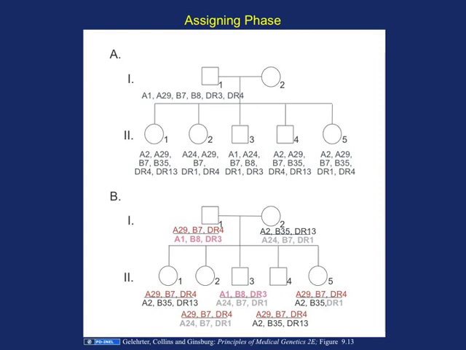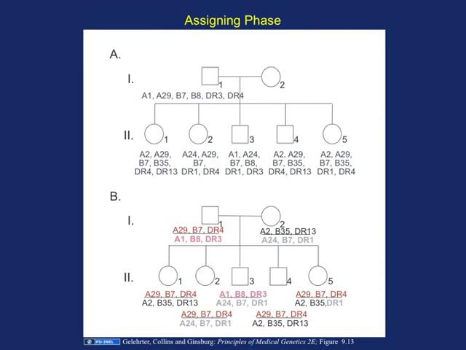So here's a family. And we've typed dad and the kids. Okay? So dad has, at A, two alleles, A1 and A29. At B, he has B7 and B8. At D, he has DR3 and DR4. Okay? And here's the types in all the kids.